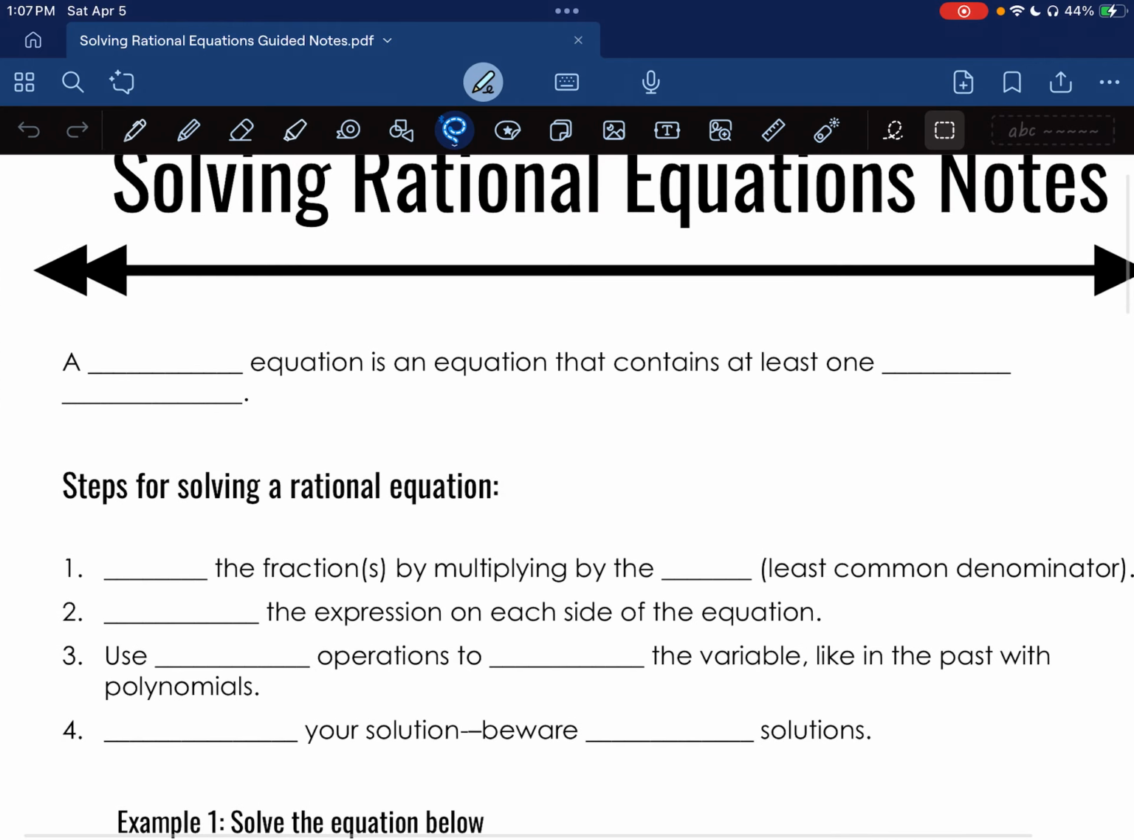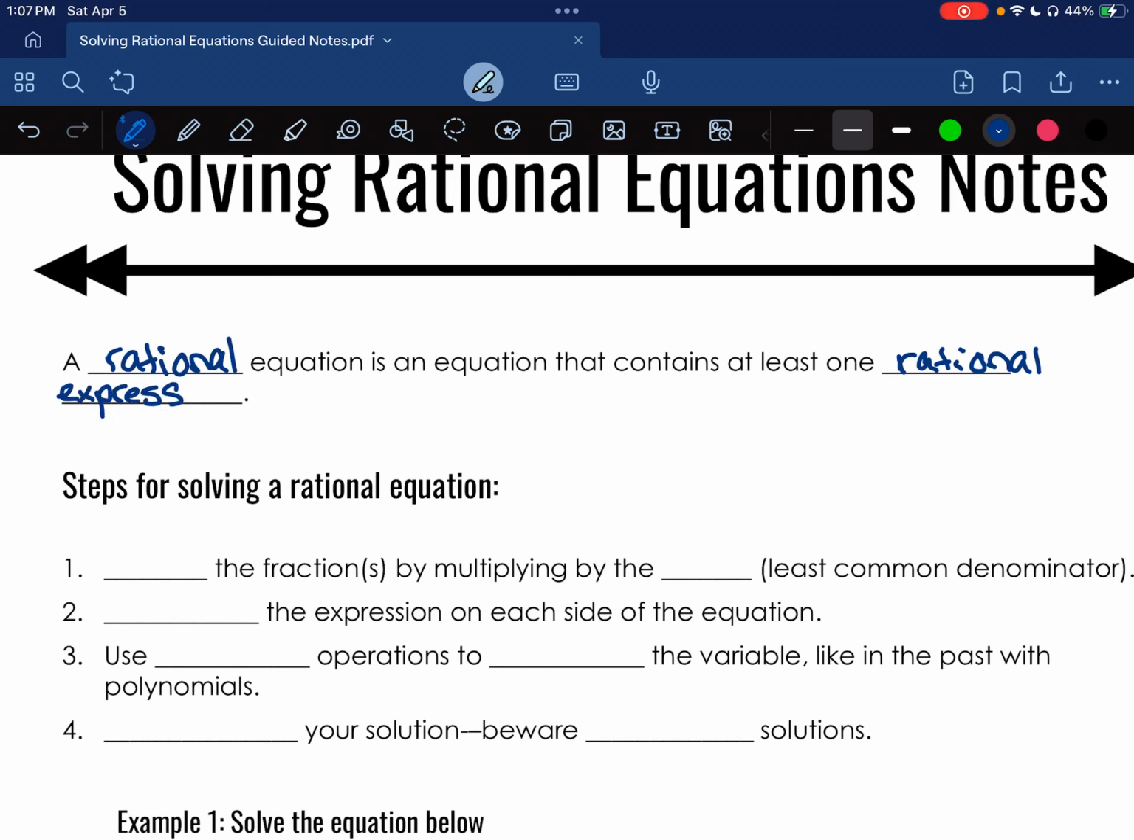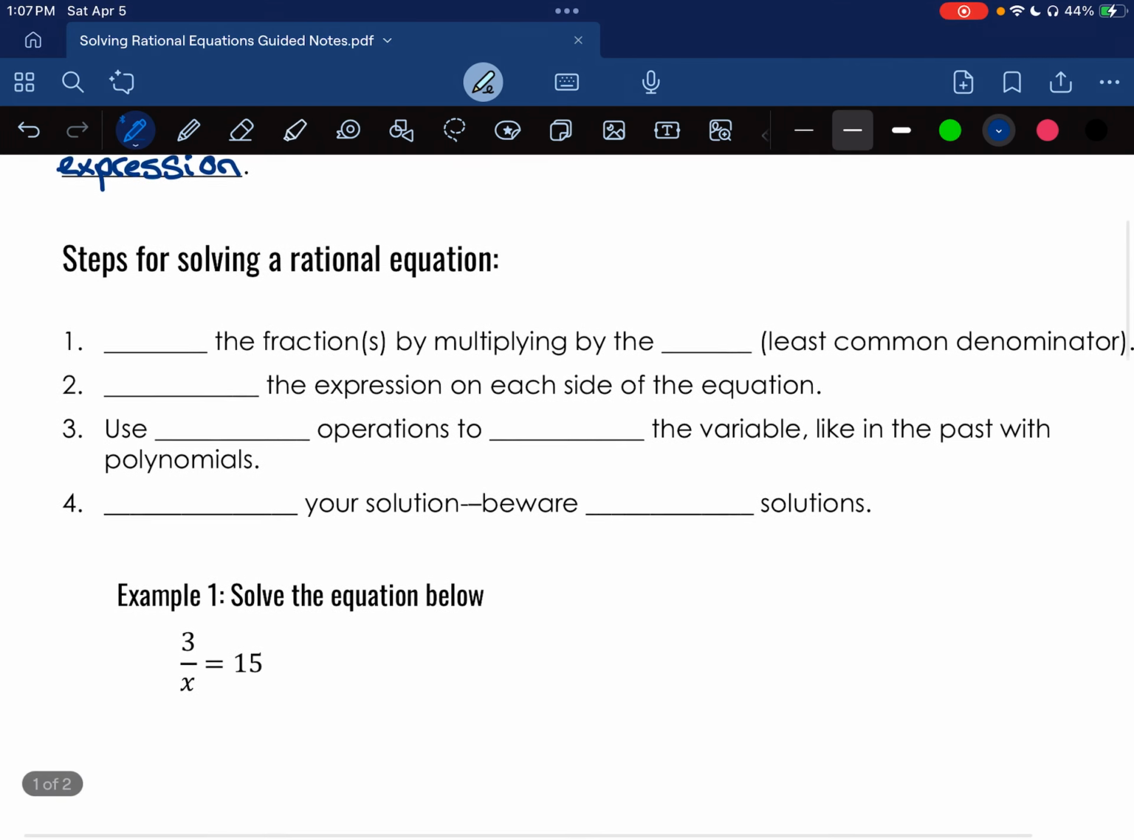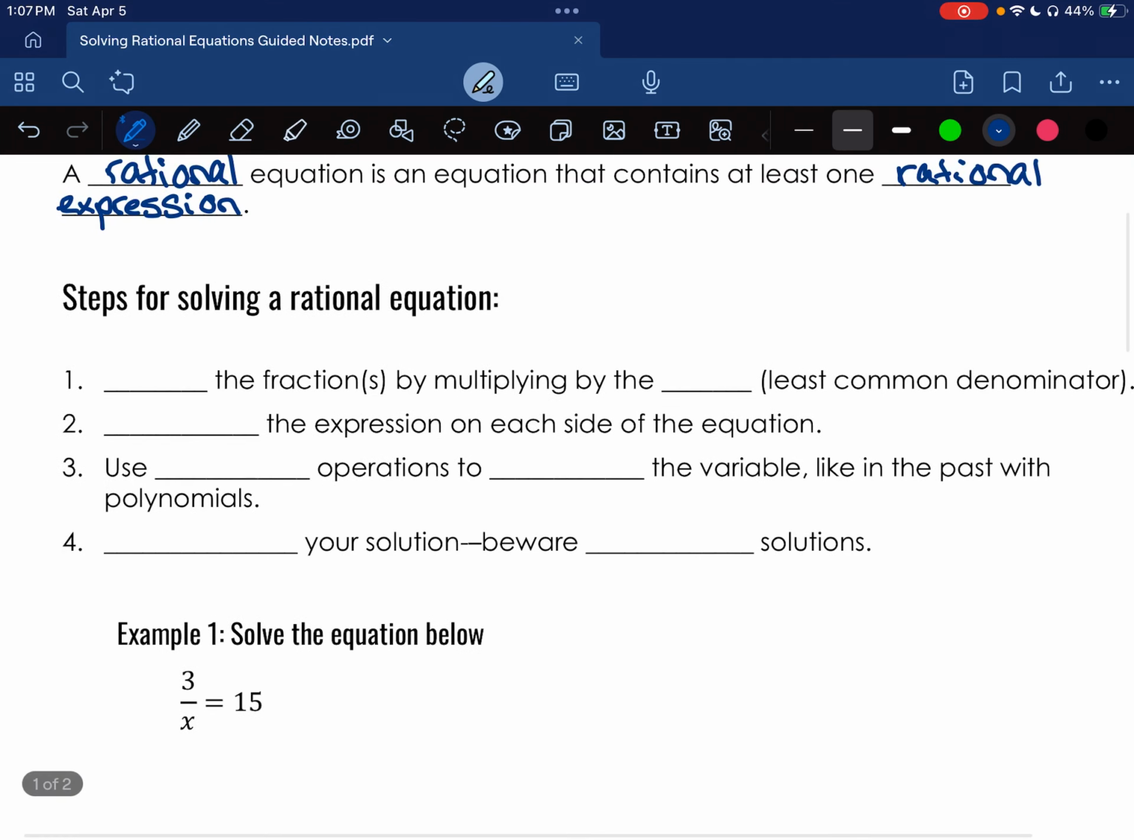So a rational equation is going to be an equation that contains at least one rational expression. So, of course, they can include more, but they don't have to. All right, so here, what are we going to do with these things? Well, the first thing is we want to get rid of those pesky fractions.